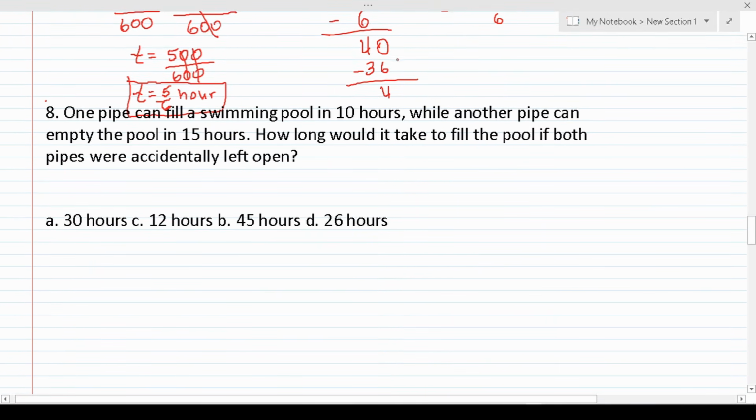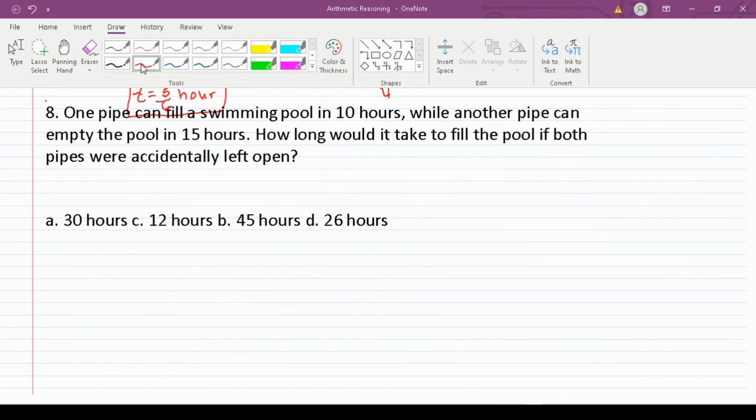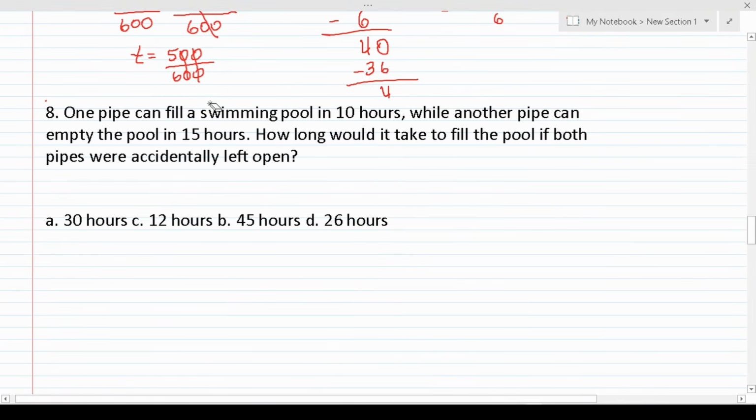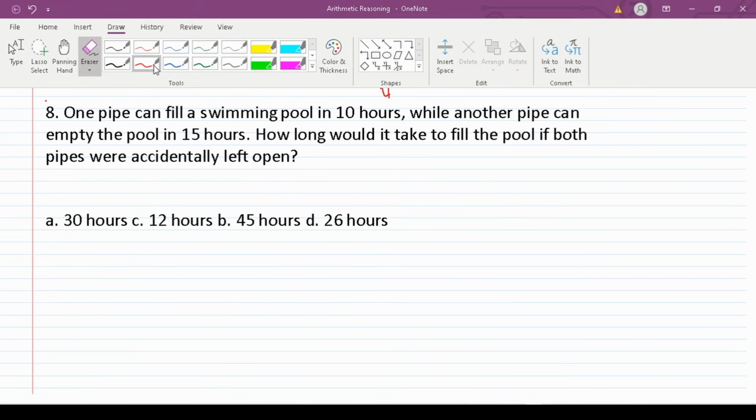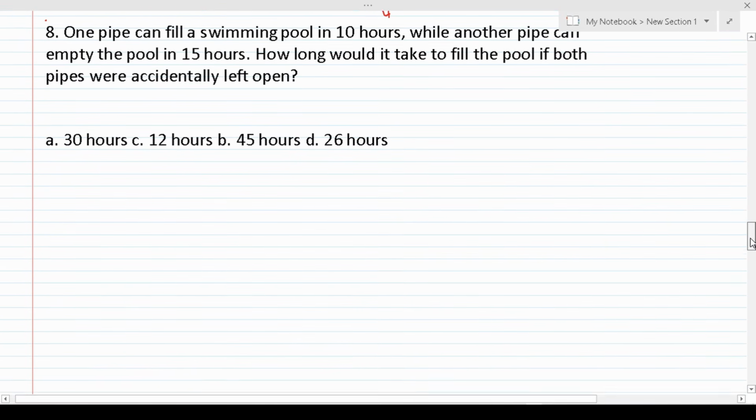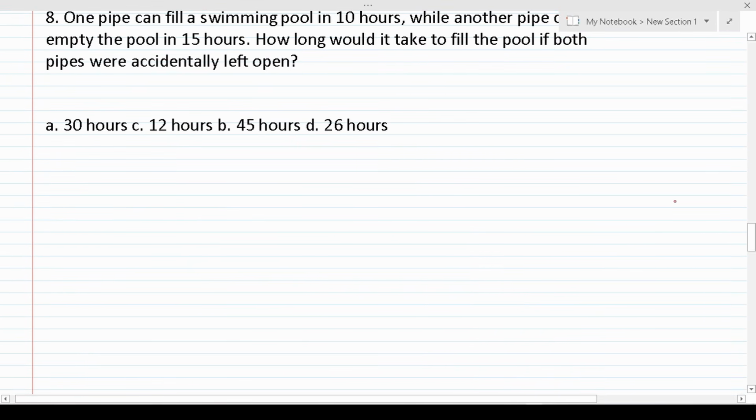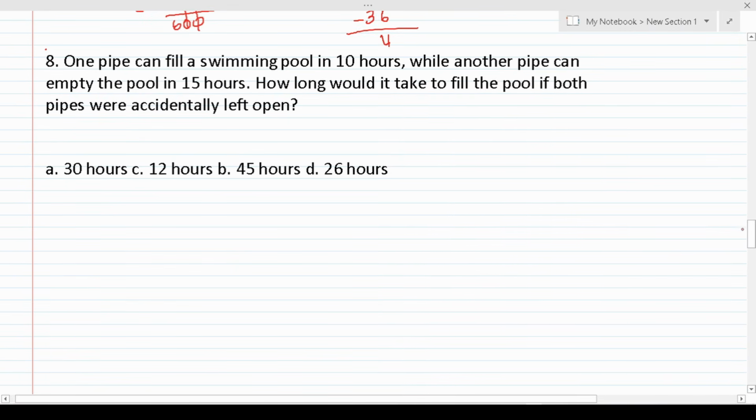All right, let's go ahead and get this little part out of the way, and then we'll be done after this problem. Question 8 says, one pipe can fill a swimming pool in 10 hours, while another pipe can empty the pool in 15 hours. How long will it take to fill the pool if both pipes were accidentally left open?